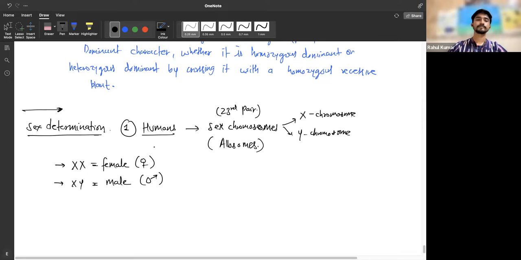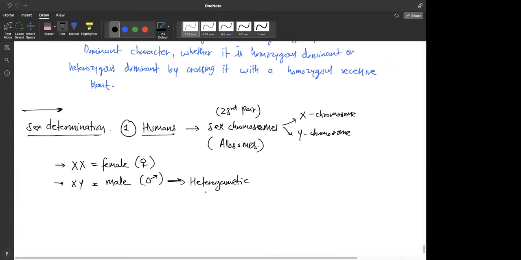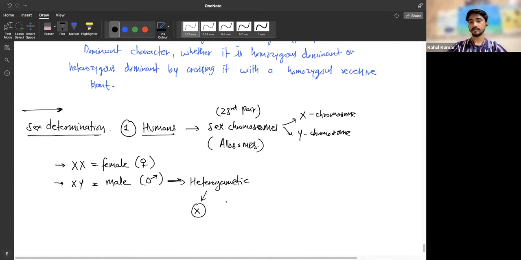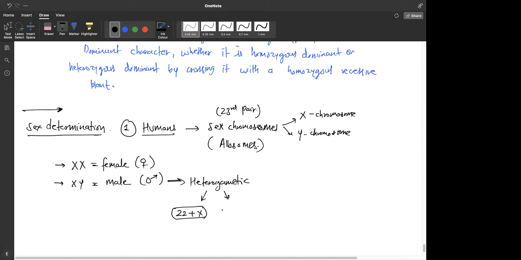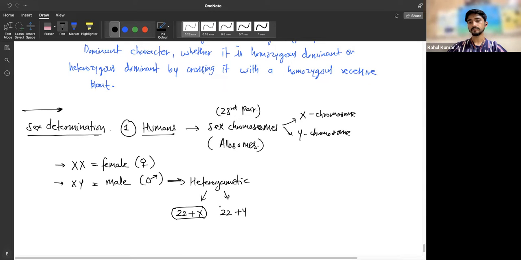So if you see, males are heterogametic, right? In humans, males are heterogametic. What does the word hetero mean? Two different gametes. Yes. So they can form one gamete which carries X with other chromosomes, and one gamete which carries Y with other chromosomes, right? So if I write it properly, it can make one gamete which is 22 plus X, or 22 chromosomes plus Y. So these could be the two different gametes.